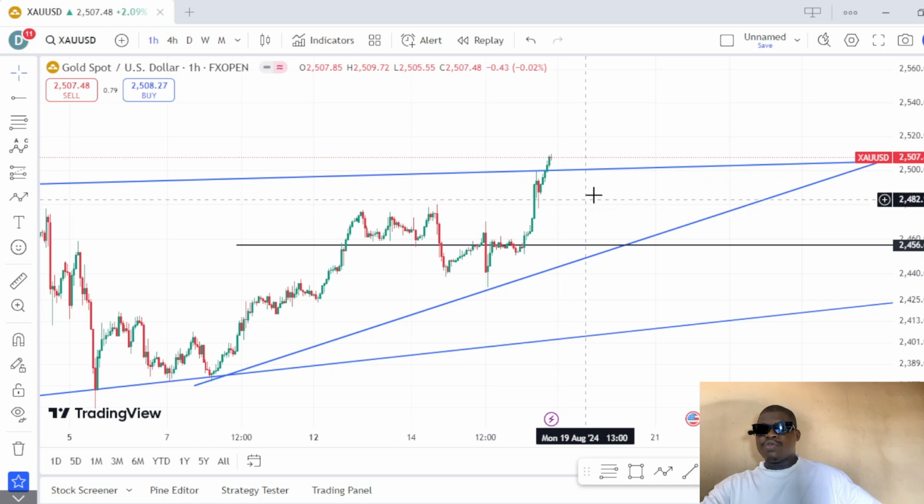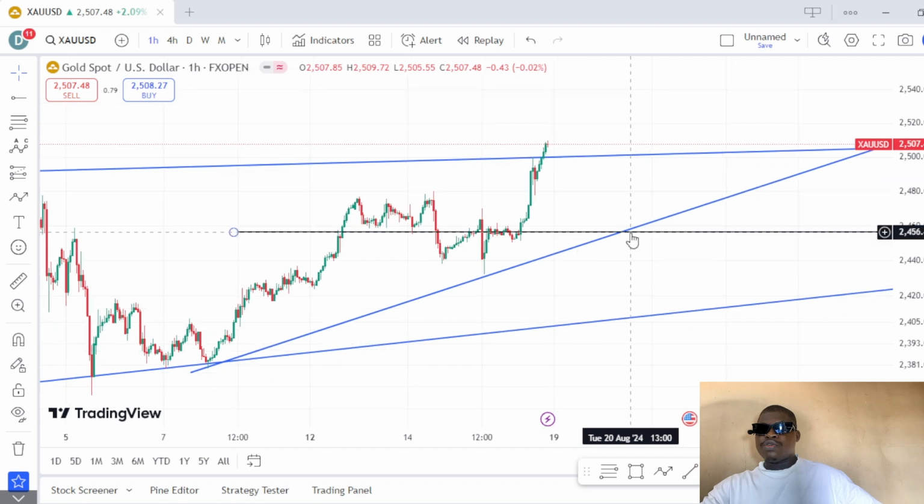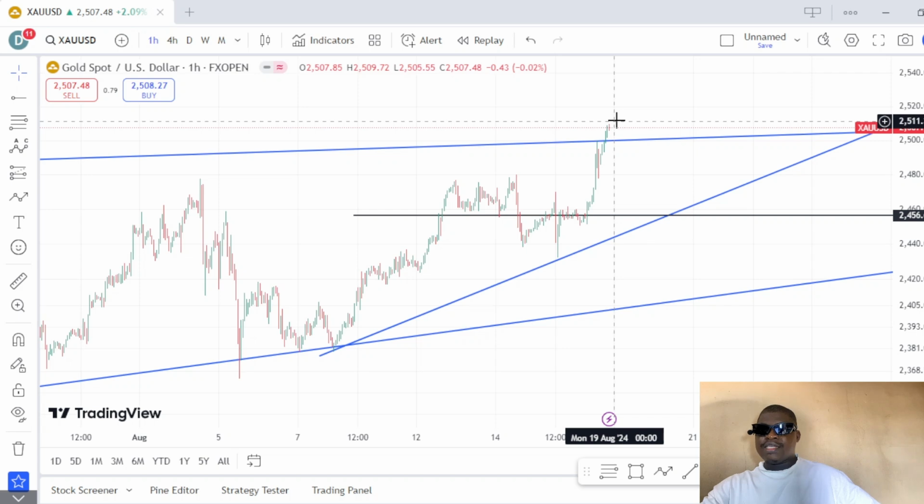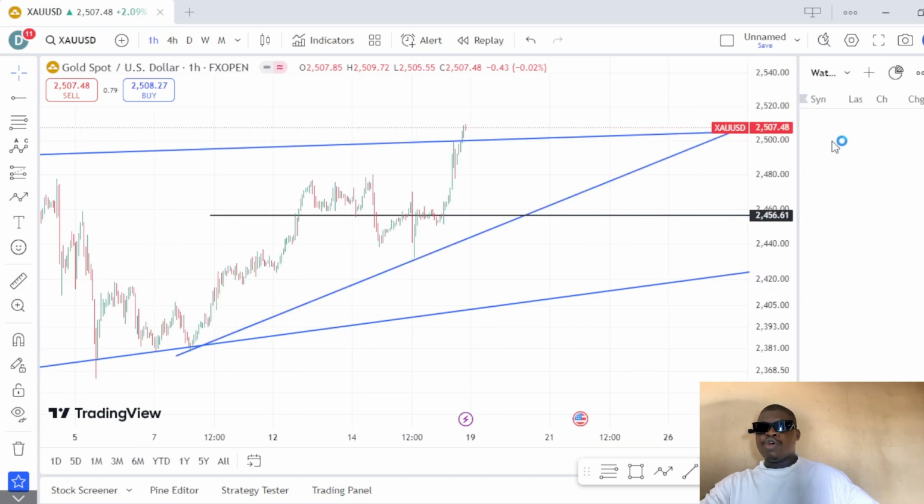But if it's closed below here, as I said earlier, kindly wait for the price to come below this horizontal line and this trend line, to break through the horizontal line and the trend line. A retest and a bounce off downward will definitely create a decent sell opportunity for us this week. So all we need to do is exercise patience and let the price do whatever it wants to do. So don't be in a hurry to hop into this trade.